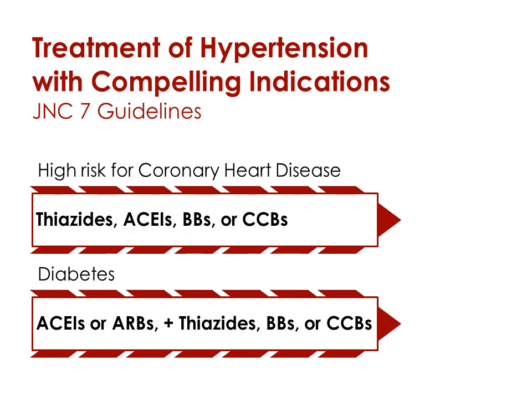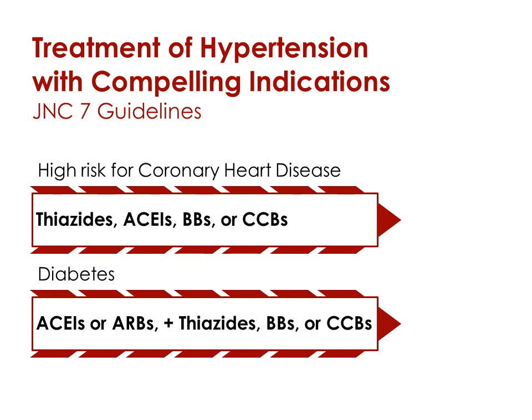It has been shown that patients with a high risk of coronary heart disease will benefit from thiazides, ACE inhibitors, beta blockers, or calcium channel blockers. All of these drug classes have evidence for the prevention of cardiovascular complications of hypertension. The choice of agents will depend on patient-specific factors such as contraindications, adverse effects, and cost.